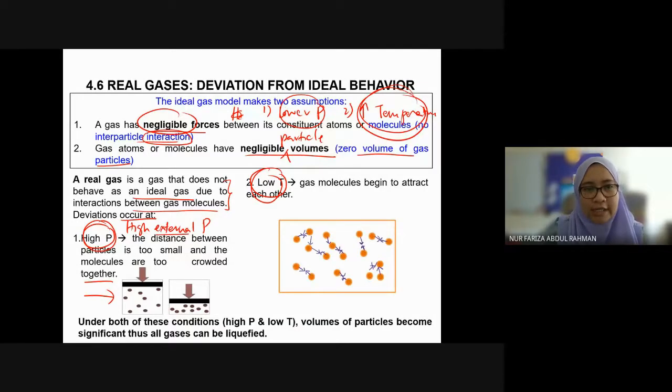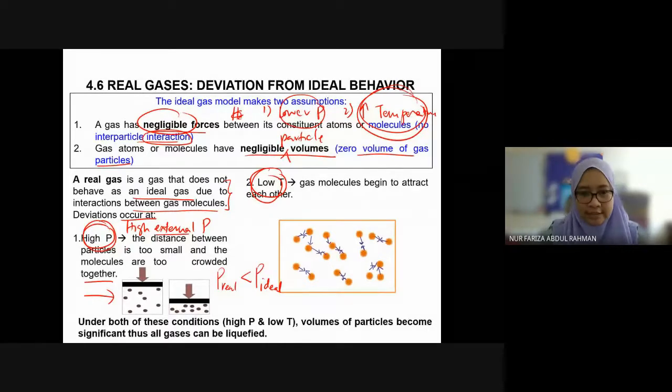Okay, sebenarnya cuma yang awal-awal tu kita abaikan. There's no intermolecular forces. But this time around, sebenarnya bila dia come closer, dia betul-betul rapat tu, dia dah rasa the intermolecular forces. So sebenarnya P real should be less than the P ideal. Okay, P real should be less than the P ideal.